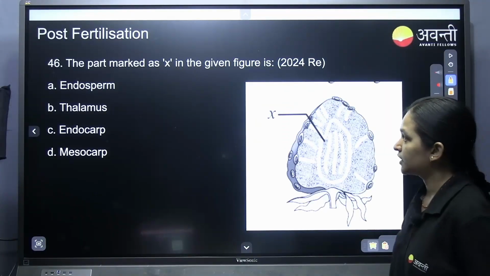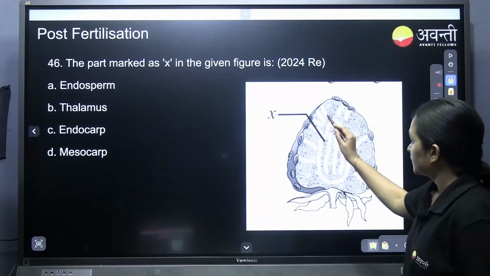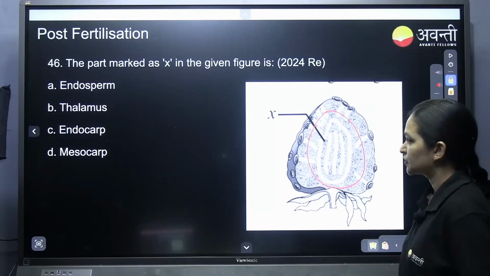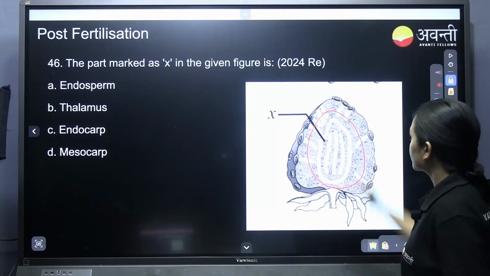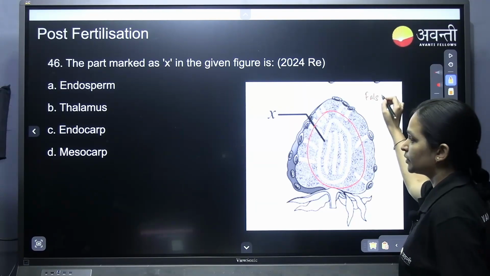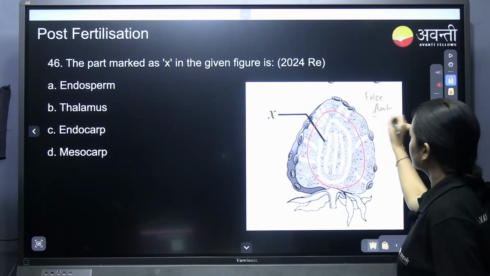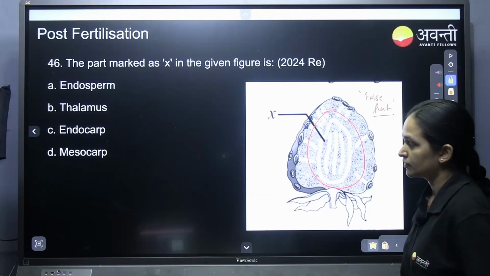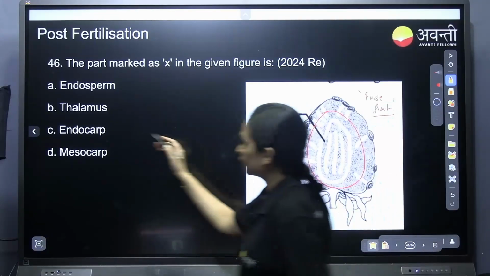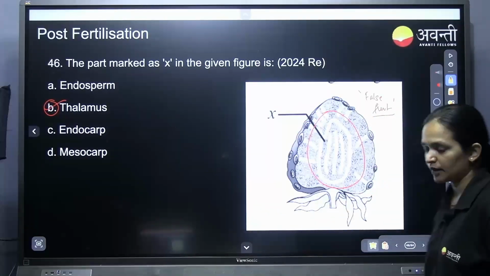The part marked as X in the given figure is this one. What is this? This is a, tell me. False fruit. Where is it developed from? It is developed from thalamus. The fruit is developed from thalamus.